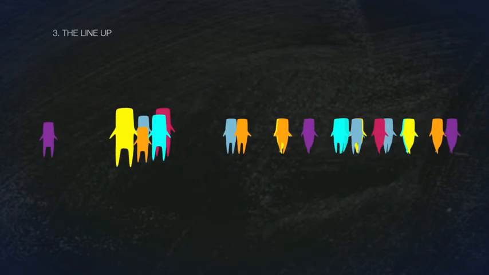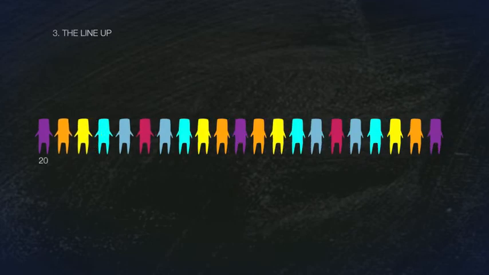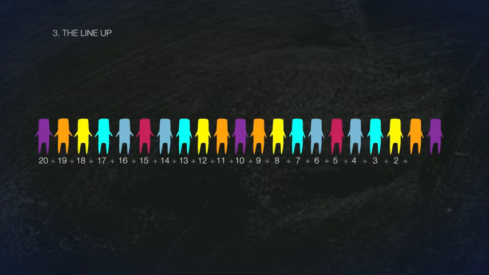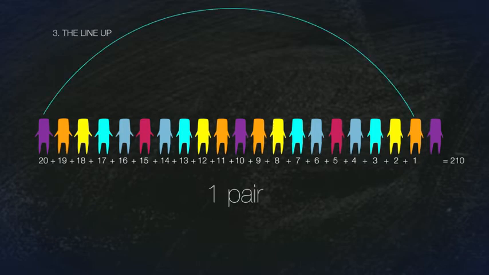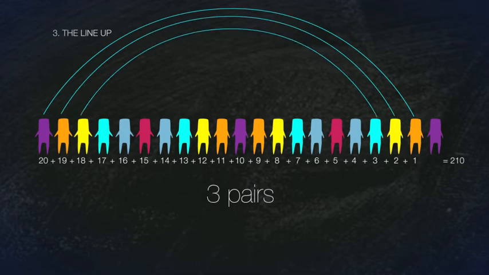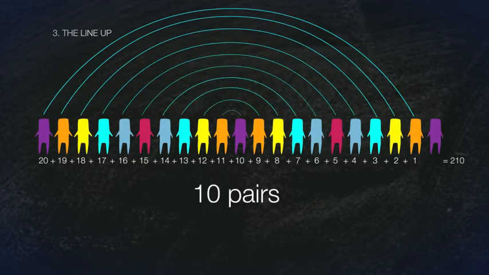For 21 people in a lineup, the first person shakes 20 hands and the next person shakes 19 hands, so the answer is obtained in the same way, equaling 210 handshakes. You can also visualize the lineup in a different way. You can add 20 plus 1, 19 plus 2, 18 plus 3, and so on, making 10 pairs.